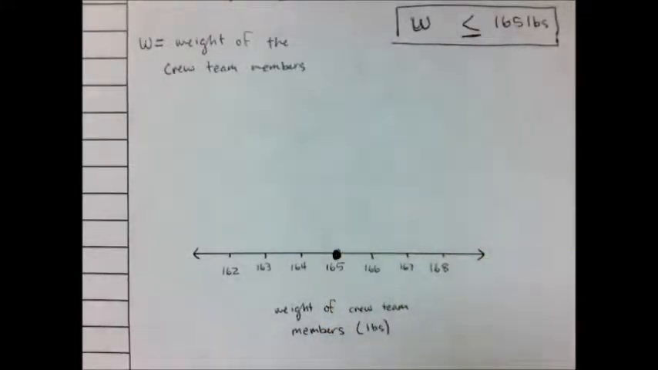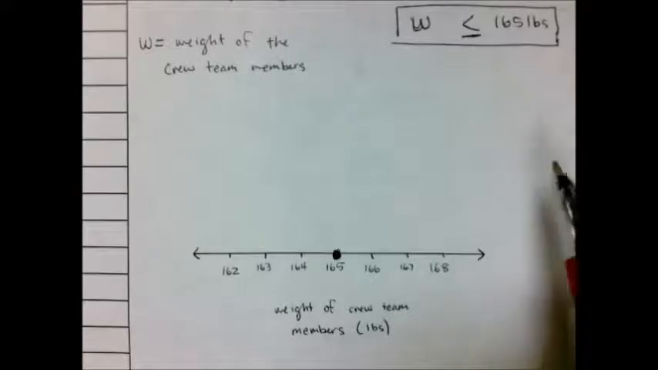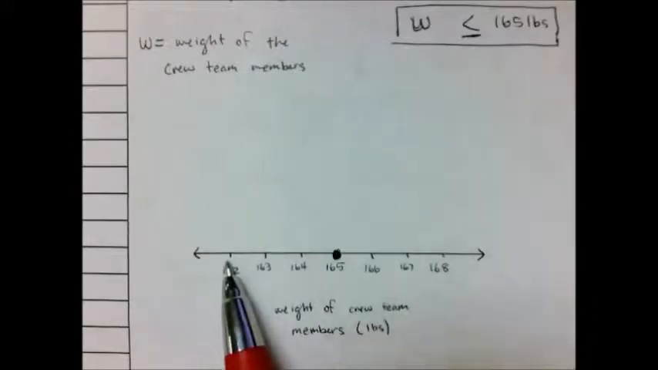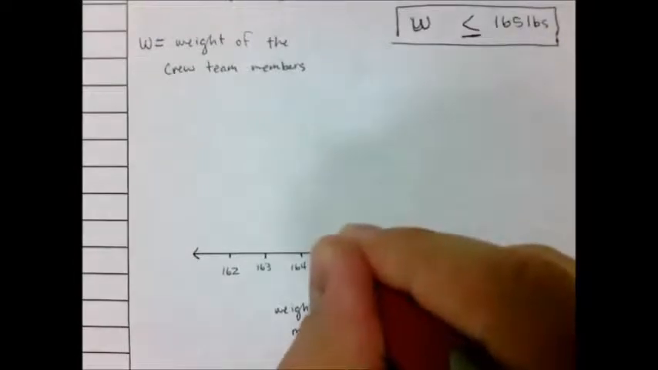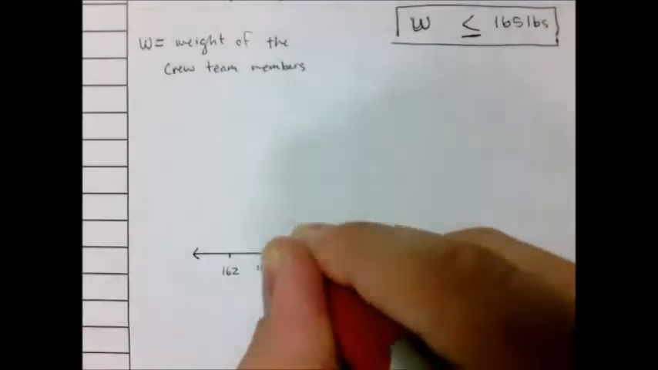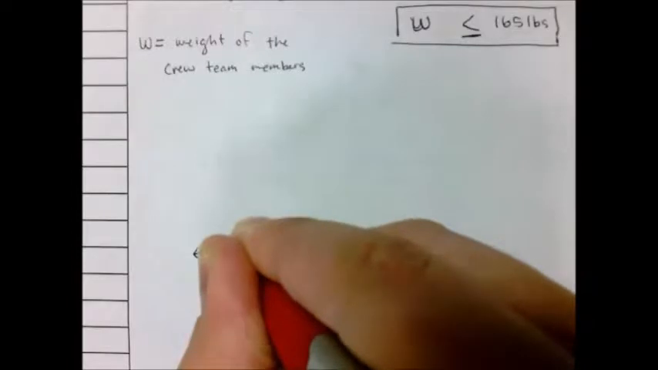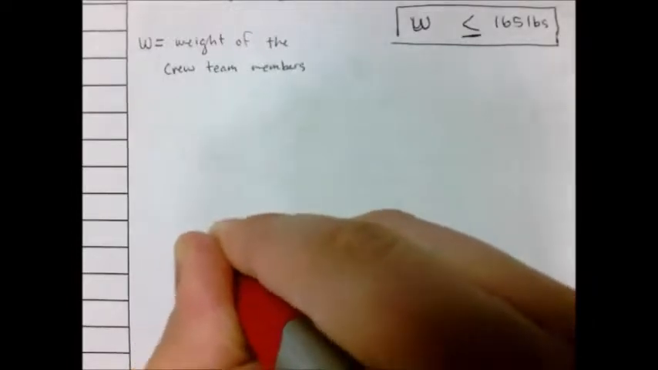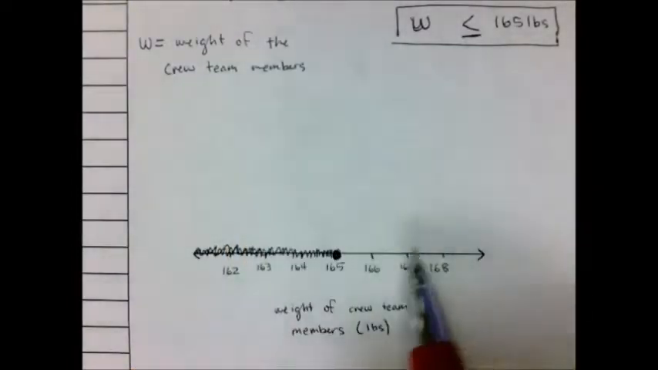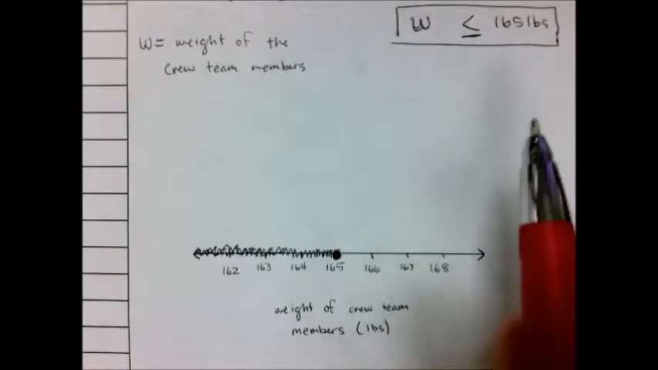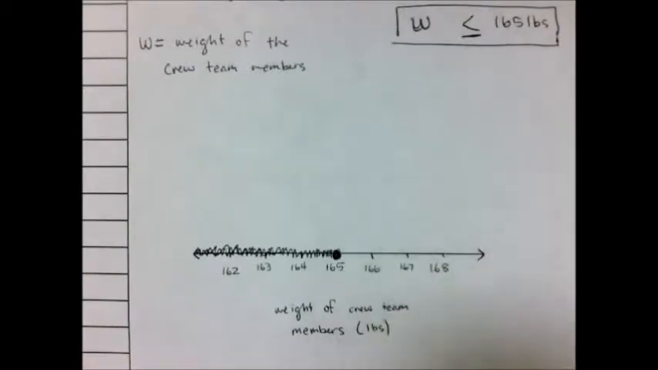Let's put some points here. 162, is that less than 165? Yes, certainly that is less than 165. So that means we can shade in the left direction. And if we look at the other side, 166, is that less than 165? No, it is not. And so we have graphed our solution. That is all we are doing today. Hope you enjoyed it, and good luck.